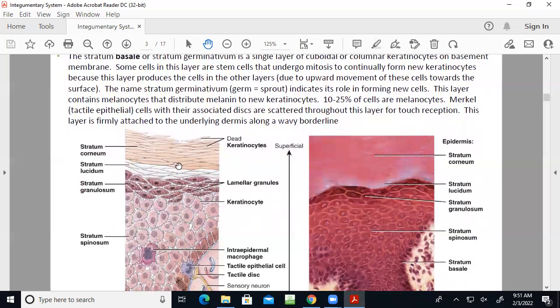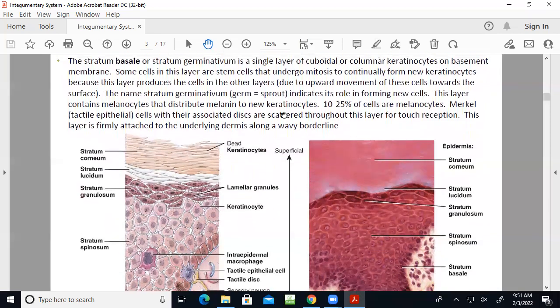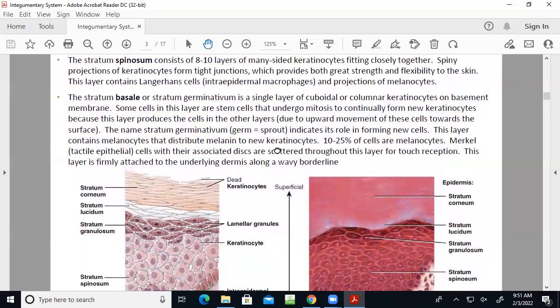There's no reason to have nutrients diffusing out to the lucidum and the corneum because the cells aren't living anymore. There's no reason to provide them with any nutrients.